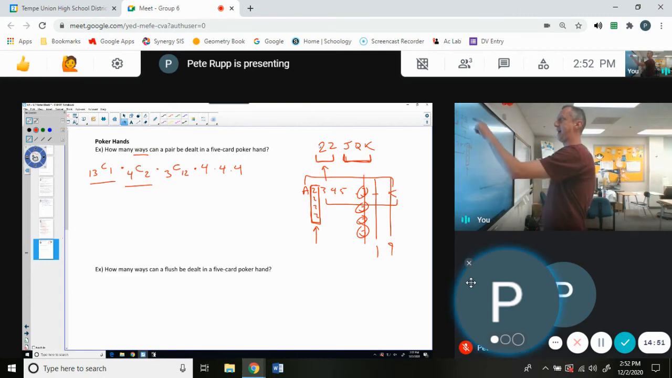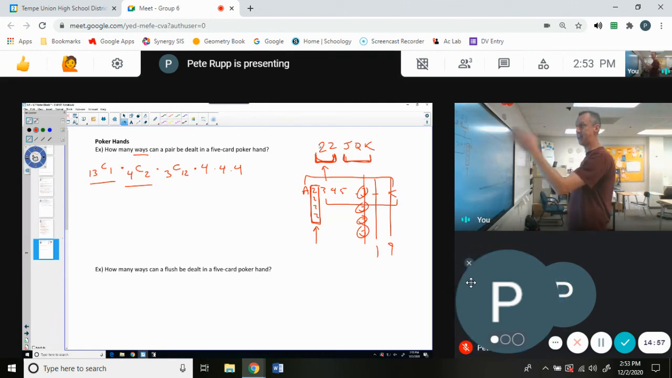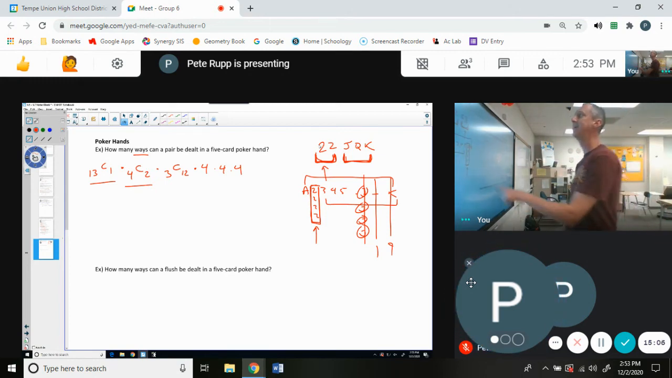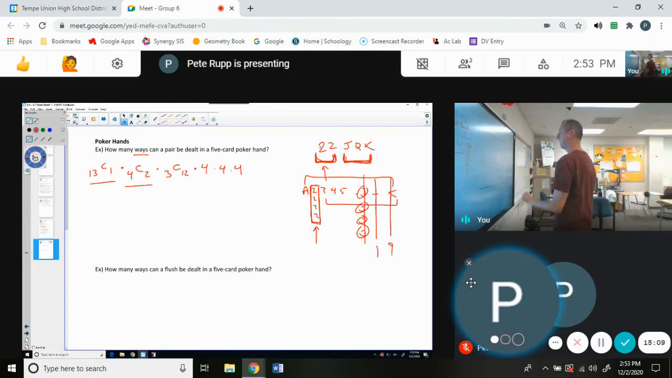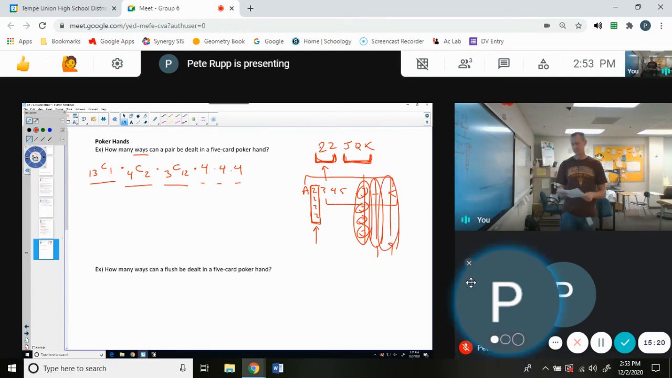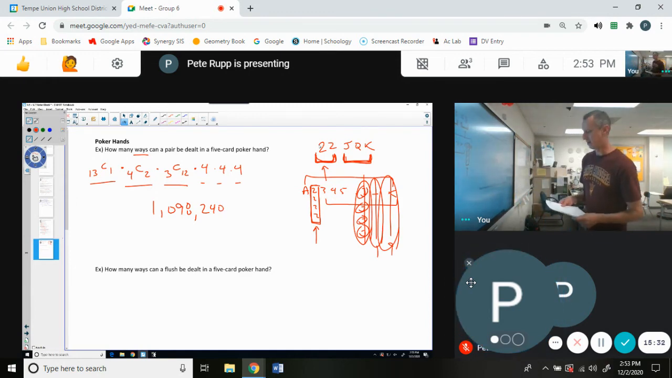Now I have the 2 2s accounted for, so I'm good with the 2s. Now the rest of the hand consists of 3 other cards. Those three other cards can't be the same. So I can't choose like a Jack, Jack, and a Queen because that would be a different hand. You have to choose 3 different cards from the remaining 12. So that's where this comes from. And each of those 3 cards has 4 that make up that type. So that's where you get your 4 times 4 times 4. Plug that in your calculator and you get 1,098,240.